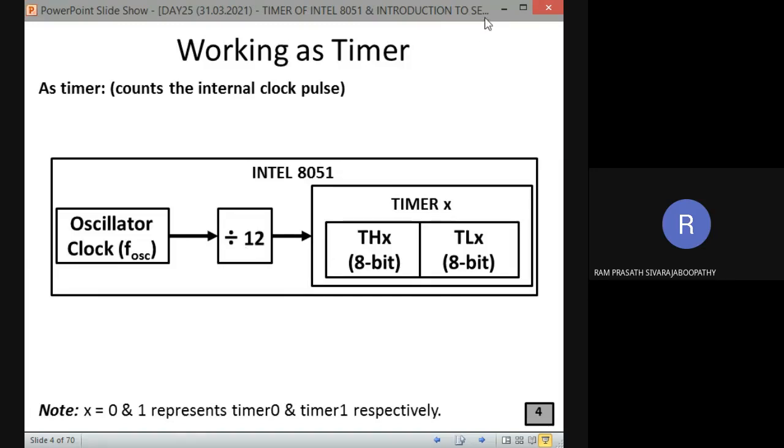What about the count present in the timer register on each clock given to the timer module? See, I have already told you why it is divided by 12. Can you type it in the chat? Why is it divided by 12? 12 clock cycles equal what? Yes, very good. 12 clock pulses equal 1 machine cycle in the case of the 8051 microcontroller.